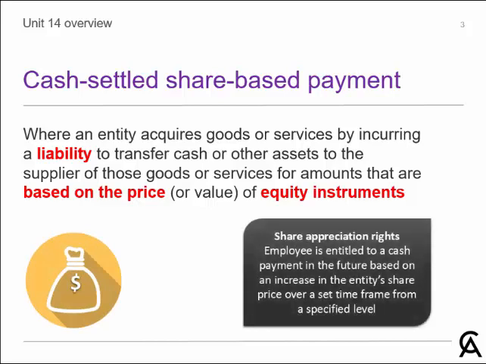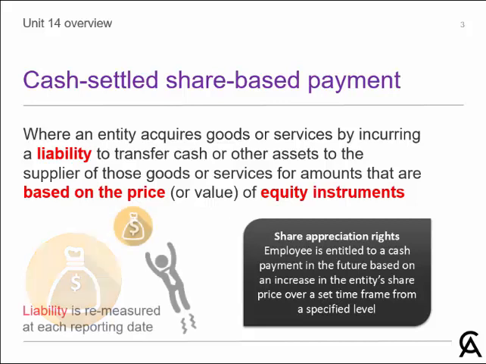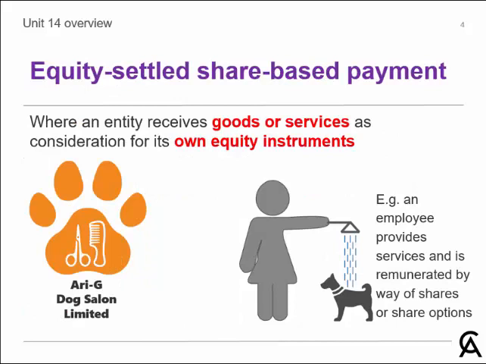What we often see with this are what we call share appreciation rights. Here an employee is entitled to a cash payment in the future based on an increase in the company's share price over a set time frame from a specified level. If that sort of hurdle is achieved, then the employee can get their bonus cash payment. So it's measured with reference to achieving this increase in the share price. It's a liability that's recognised and remeasured at each reporting date.